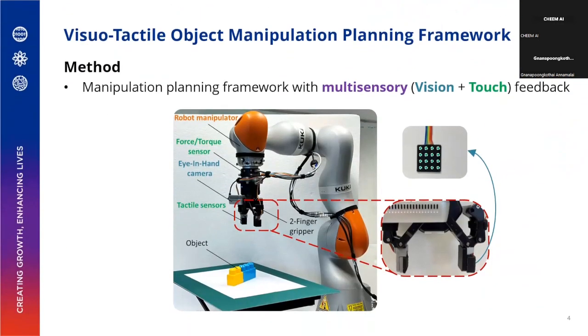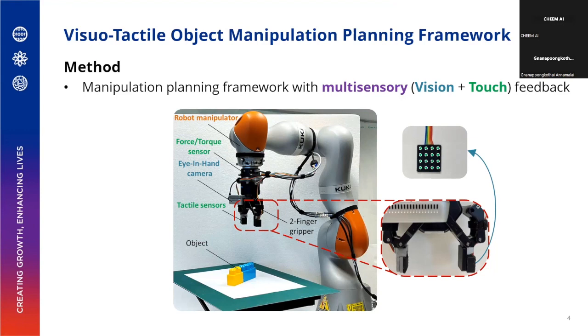First of all, let's take a look at the hardware system. We need to enable the robot to have the sense of touch like a human. So we need to give the robot skin sensors. Here we have tactile sensors on the gripper's fingertips. One is on the inner side of the finger, another one is on the outer side of the finger. This one is for grasping, and this one is for pushing.